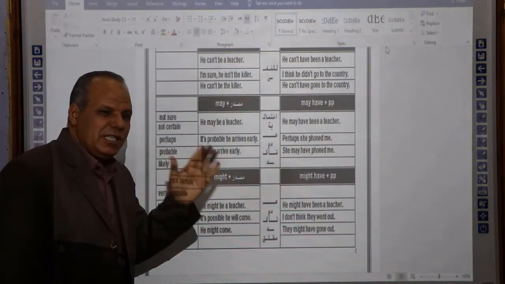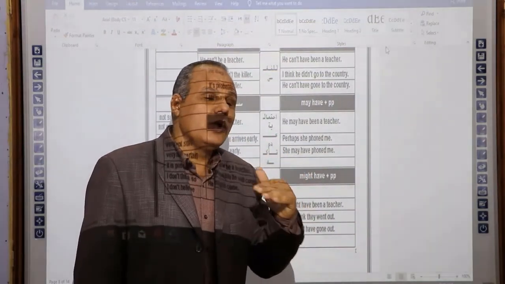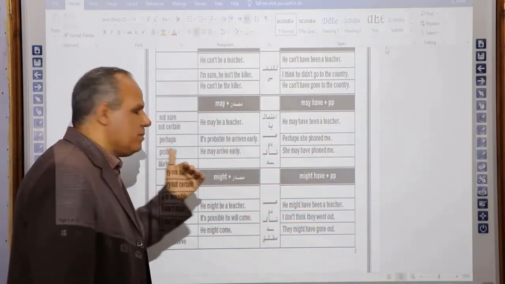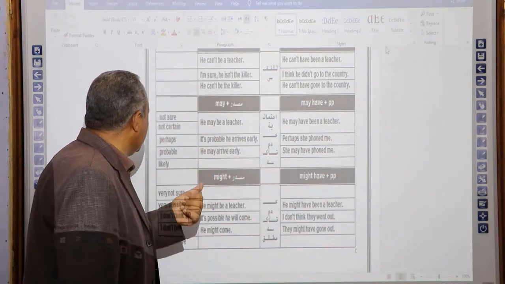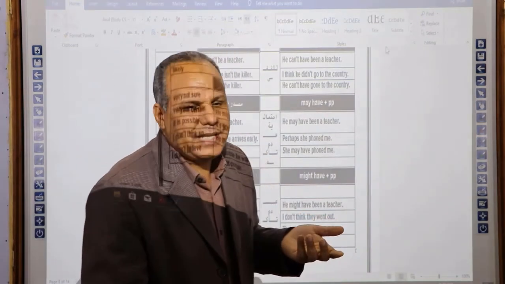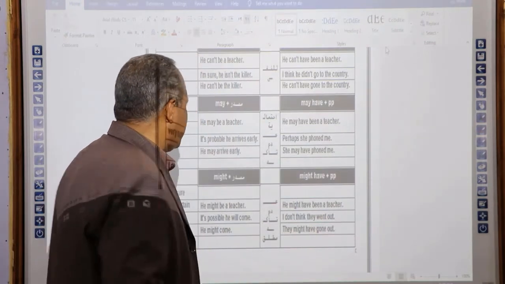We usually use may be and may have plus past participle with the following expressions: I am not sure, I am not certain, perhaps, probably, or likely. Likely here means احتمال.